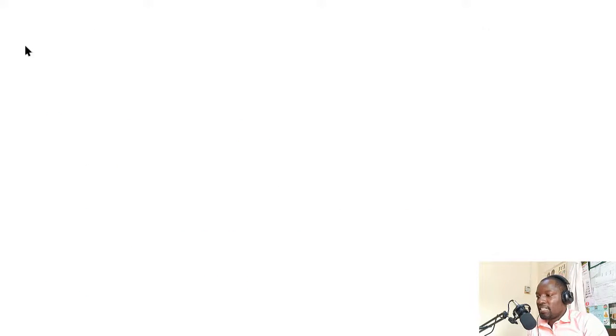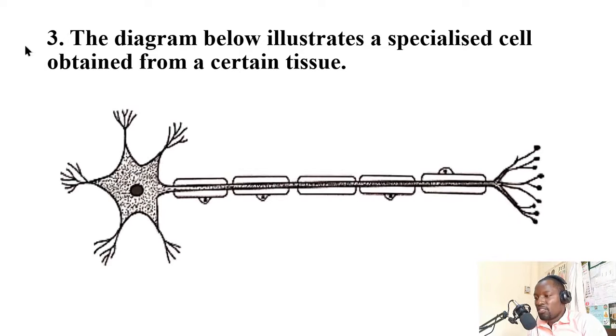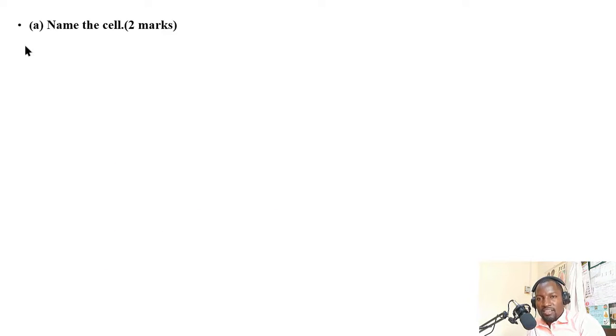Then the diagram below illustrates a specialized cell obtained from a certain tissue. This is the cell. So let us look at the cell. And actually, when you look at this cell, it reminds you of response in Form 4. So let us look at some of the questions under this diagram. The first question says, name the cell. Actually, what is the cell?